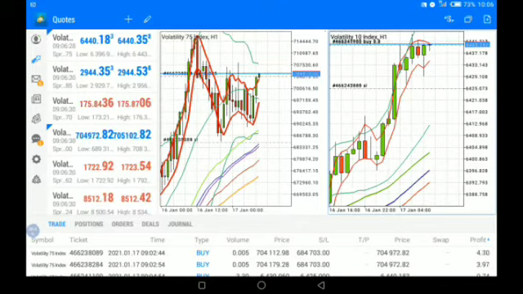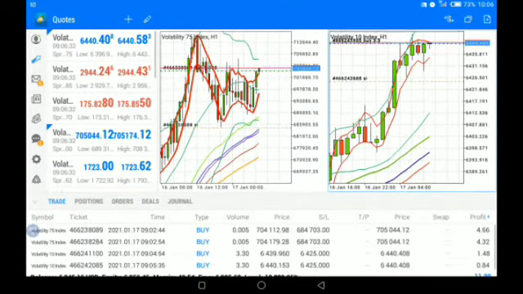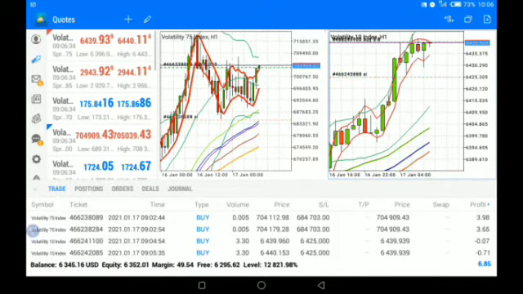Hello everyone, I just spotted some entries on the volatility 75 index and index. I just spotted some entries, some opportunities per se.